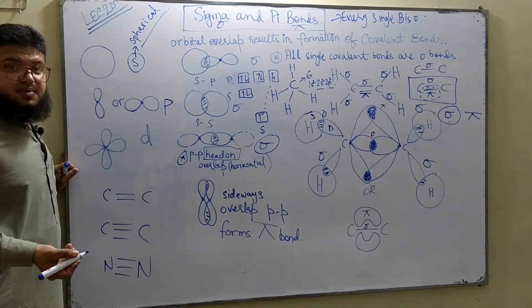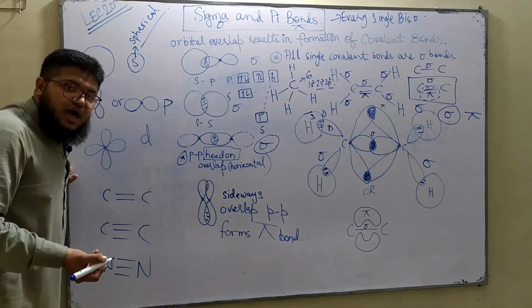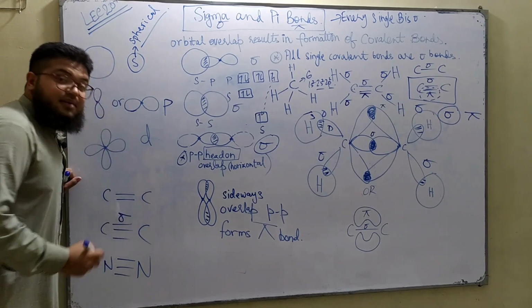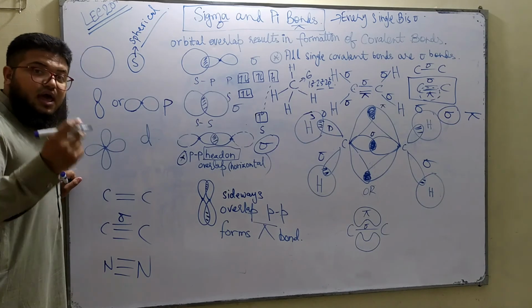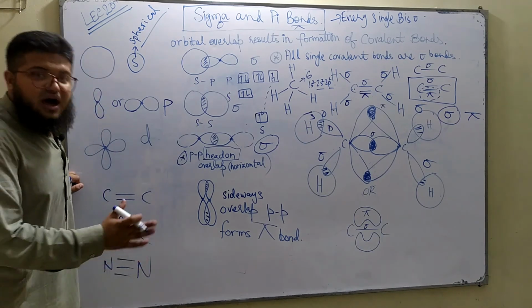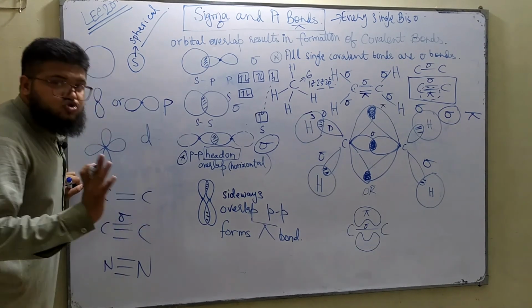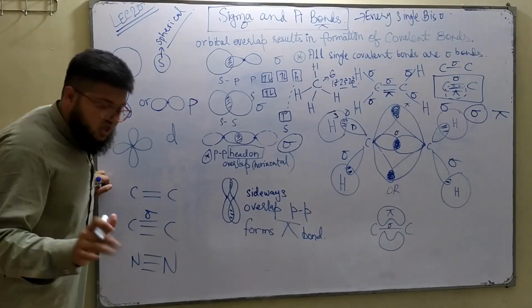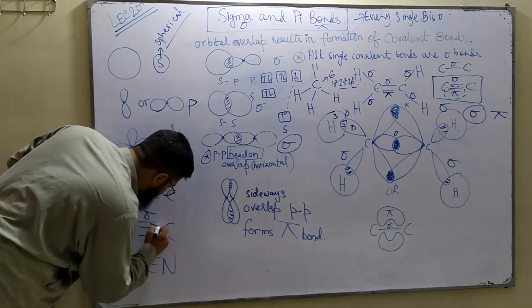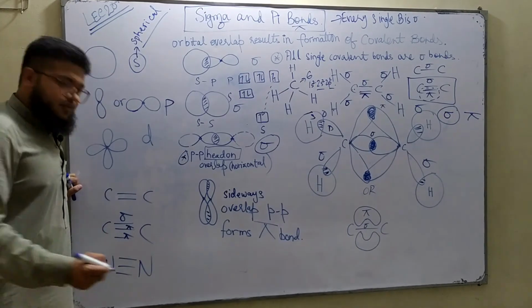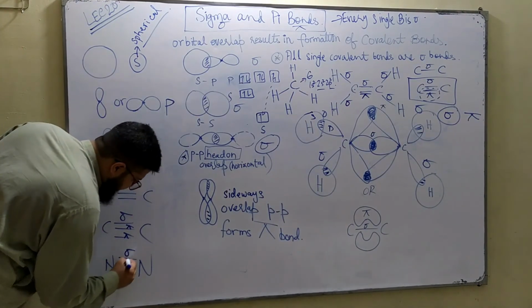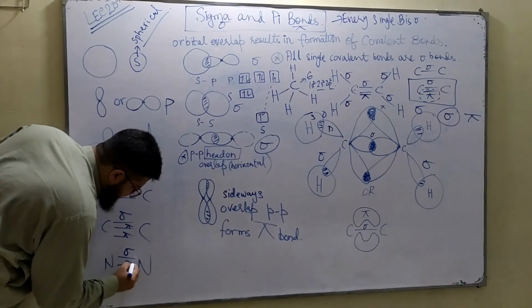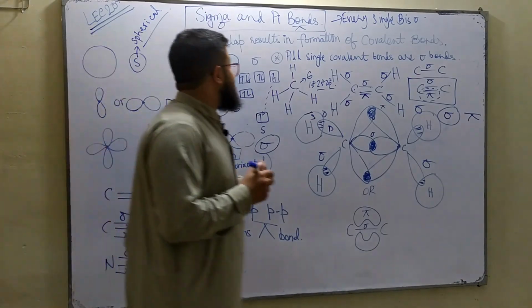Triple bond. In case of a triple bond, how many sigma and pi bonds do we have? The first bond which is formed is always going to be the sigma bond. No matter how many bonds are formed after that sigma bond between those two atoms, they are all going to be pi bonds. So we've got one sigma and two pi bonds in this case. The same goes for nitrogen. You've got the first sigma and two pi bonds. This sums up everything about sigma and pi bonds.